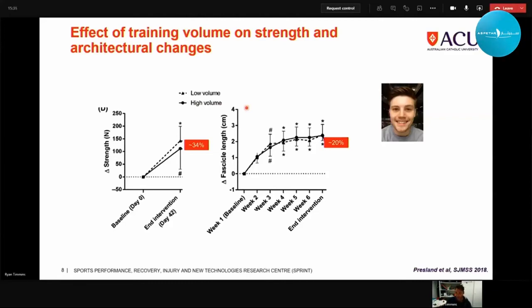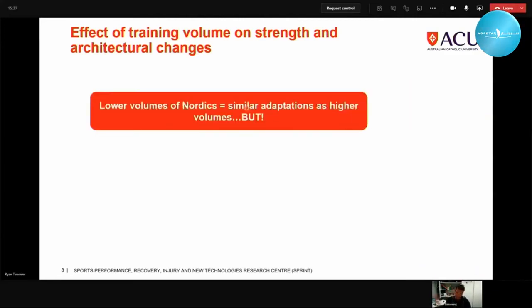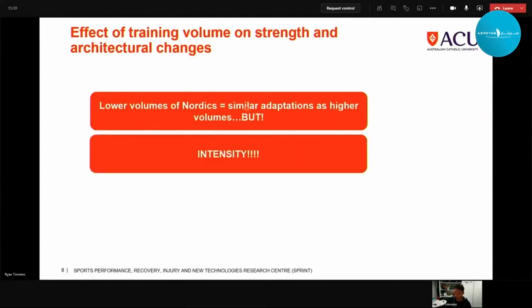But one key take home for me, and like I said, that main point here, is the intensity of the exercise. So the Nordic is quite hard and quite taxing. But in that study that I just presented, the big take home is, whilst you might be able to do lower volumes, the intensity of those lower volumes is really, really important. If you still want to drive favorable adaptations, you need to still have people training at a high intensity.